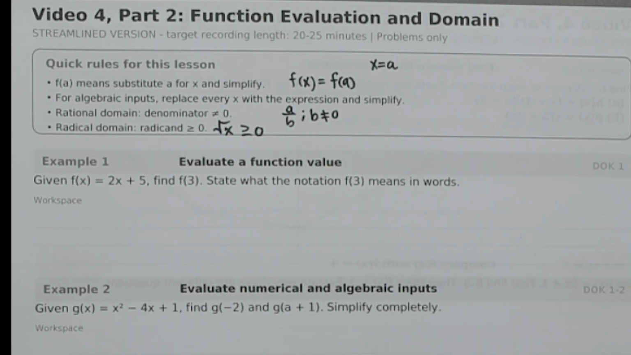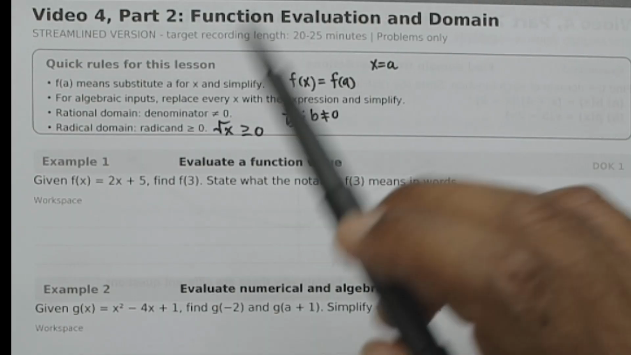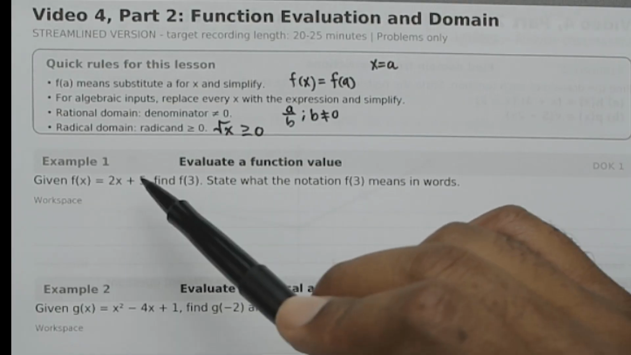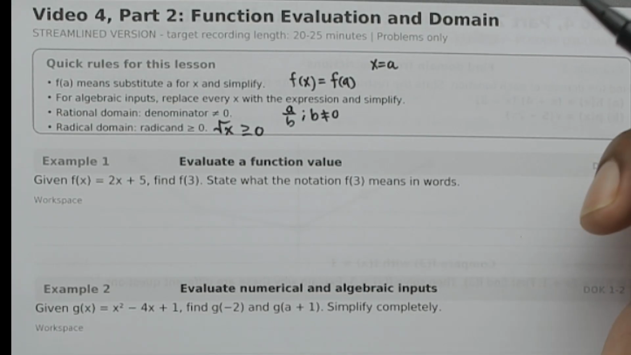The first problem is, given f of x equals 2x plus 5, we're going to find f of 3 and state what the notation f of 3 means in words. Okay, so the notation f of 3 means that we are finding the output of the function when the input is 3. So notice the input is 3, so we're putting a 3 into the machine. And then we need to figure out what the output of the machine would be.